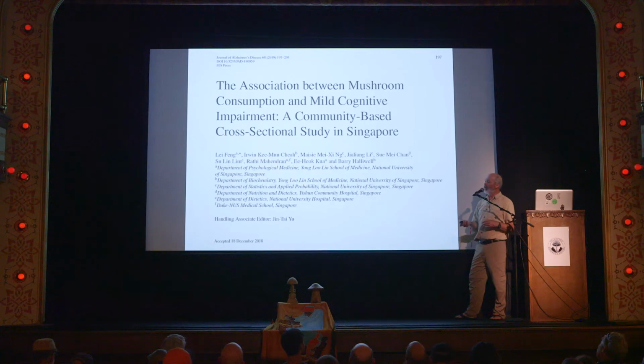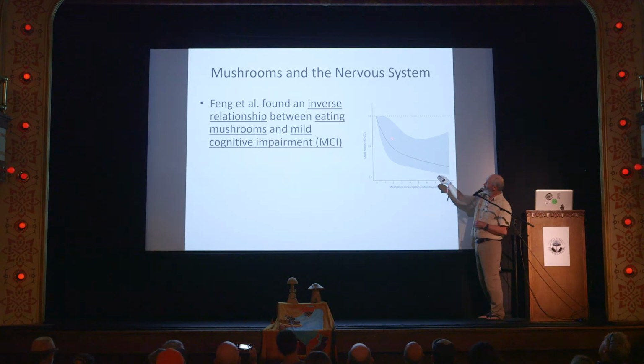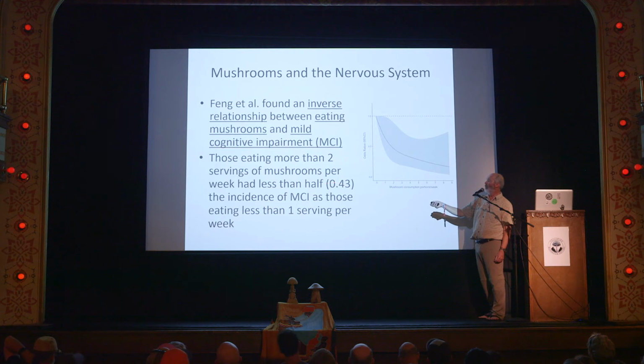Here's a different study out of Singapore, and here they were just looking at what people eat, just your normal diet, and is there any relationship with mild cognitive impairment? They found basically the more mushrooms people ate, the less likely they were to have mild cognitive impairment. Here's the result. If you ate more mushroom portions per week, you were less likely to have mild cognitive impairment. Specifically, if you ate 2 servings per week, you were less than half as likely to have mild cognitive impairment compared to people eating 1 serving or less.